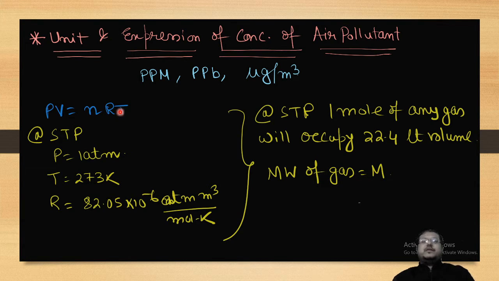So PV equals to nRT, we know, at STP, standard temperature and pressure. P is 1 atmosphere, T 273 Kelvin, and R universal gas constant in atmosphere meter cube by mole Kelvin is 82.05 into 10 to the power minus 6. Molecular weight of gas is m. We know that at STP 1 mole of any gas will occupy 22.4 liter volume. That is known to us from class 7.